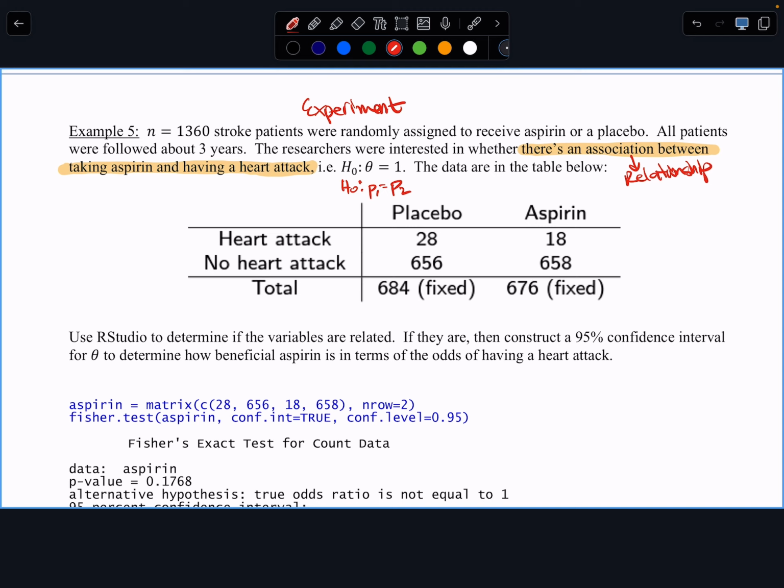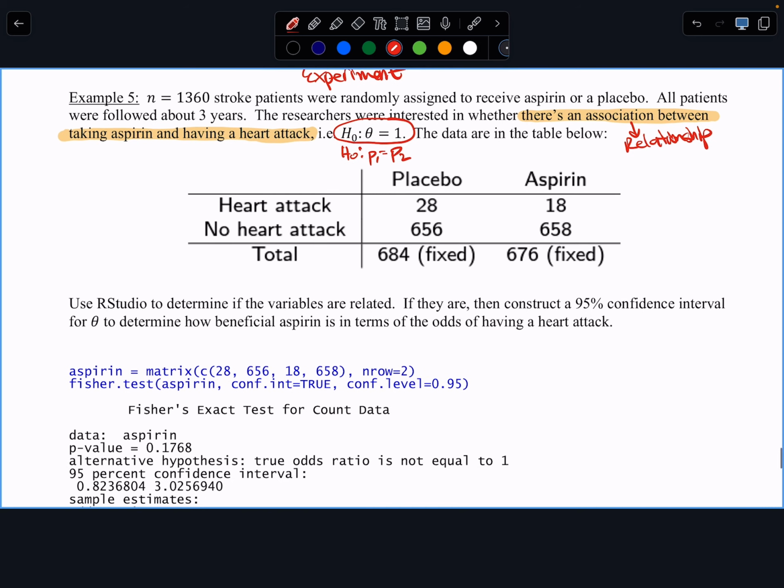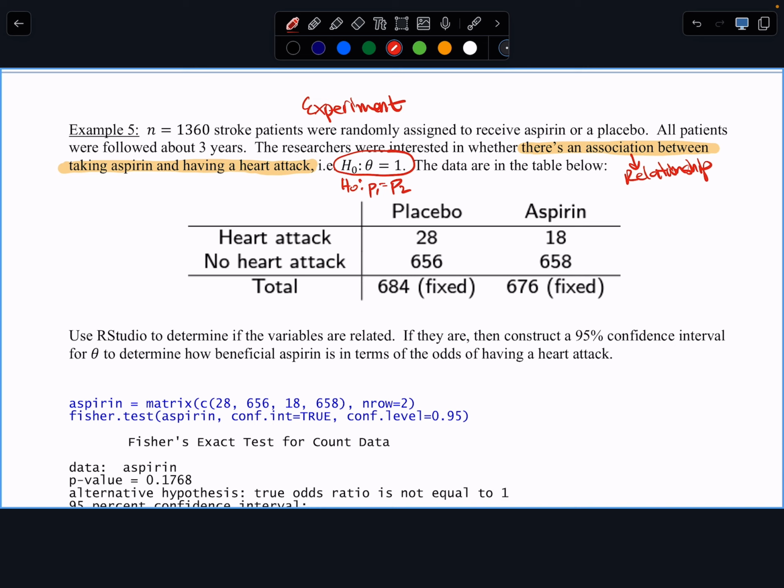But it says use RStudio to determine if the variables are related. If they are, then construct the 95% confidence interval. All right. So, yeah, I'm going to do the test for theta equals 1 here. It doesn't tell me my alpha, so since it says to construct a 95% confidence interval, I'm going to let my alpha, which is my significance level, be 0.05. That aligns with a 95% confidence interval. Of course, on your exams, I always state what your significance level is going to be.